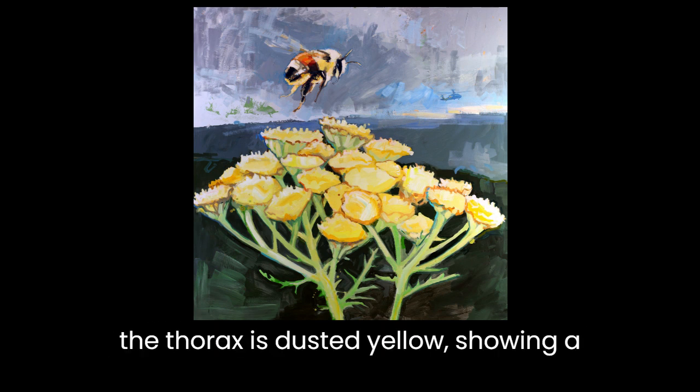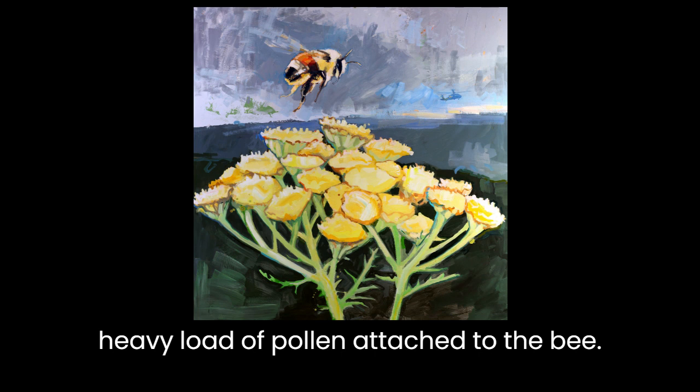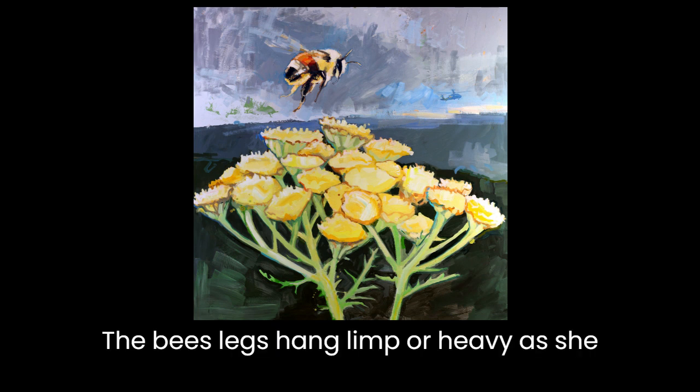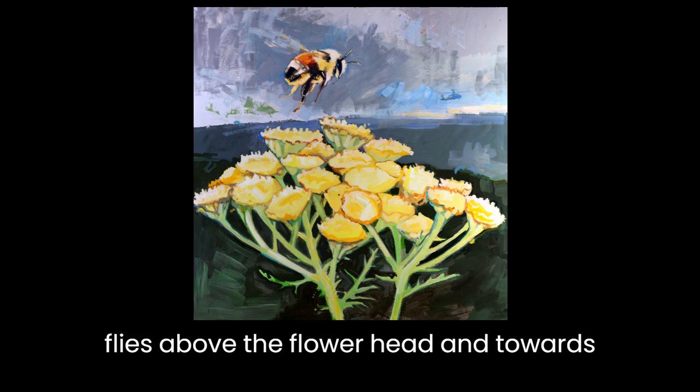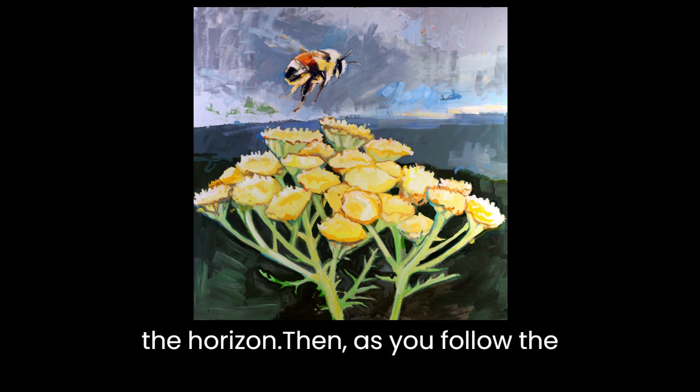The underside of the thorax is dusted yellow, showing a heavy load of pollen attached to the bee. The bee's legs hang limp or heavy as she flies above the flower head and towards the horizon.